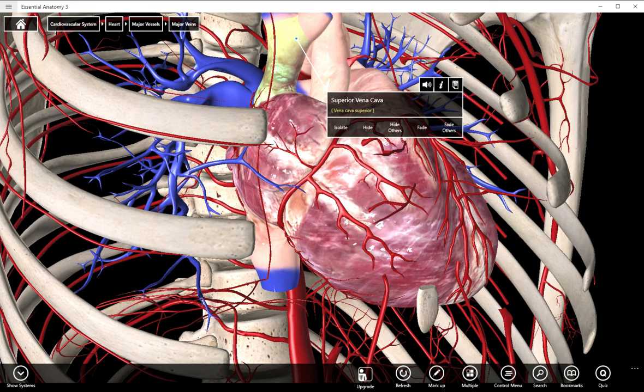Just a quick recap. Aorta, pulmonary trunk, pulmonary arteries, 4 of them. I'm sorry, 2 of them. Left pulmonary artery, right pulmonary artery. 2 vena cava and 4 pulmonary veins.